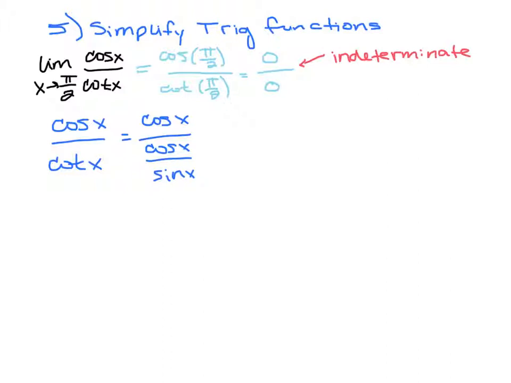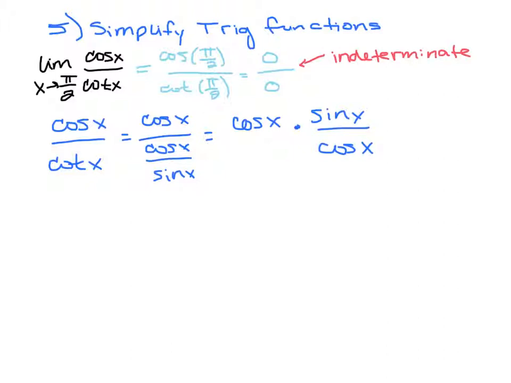Remember, if we're dividing, it's the same thing as multiplying by the reciprocal. So we are going to rewrite this fraction as two different fractions. We have cosine of x, that's from the top, times sine of x over cosine of x. That's from the bottom. So instead of division, we're doing multiplication this time. We took the top and we're multiplying by the reciprocal of the bottom.